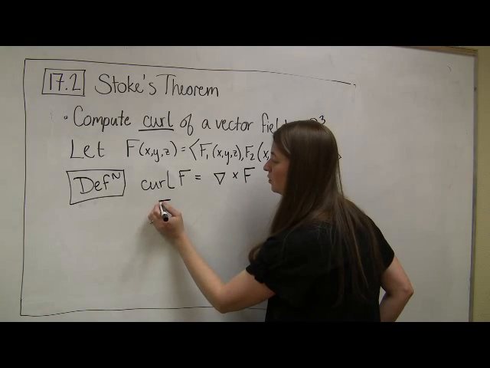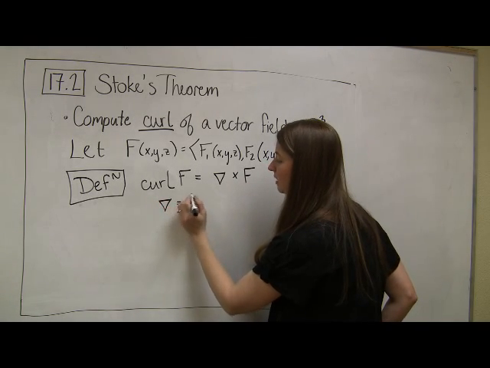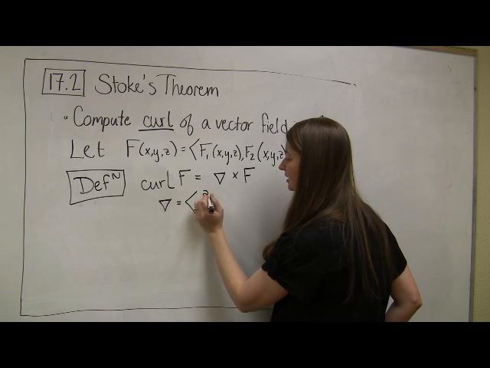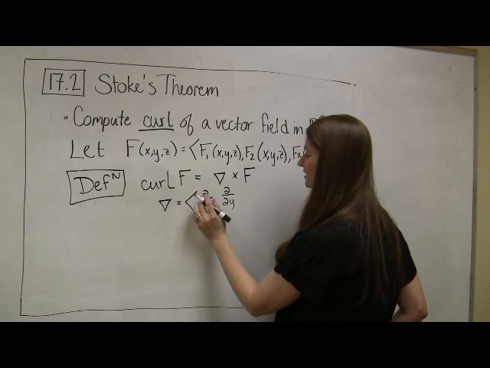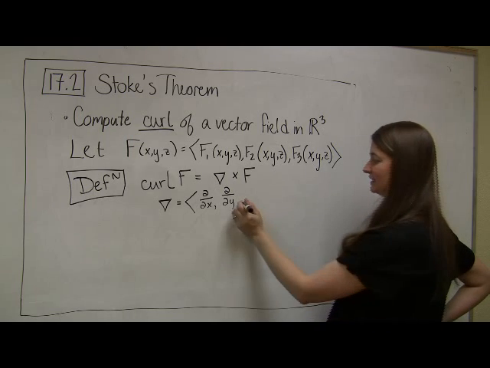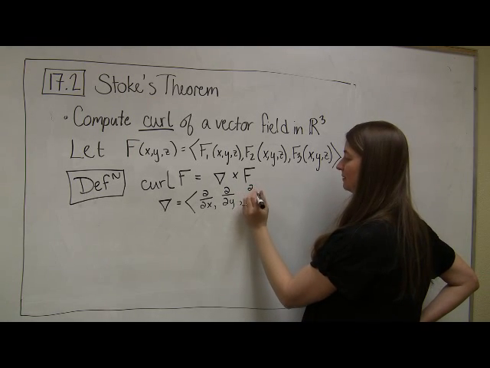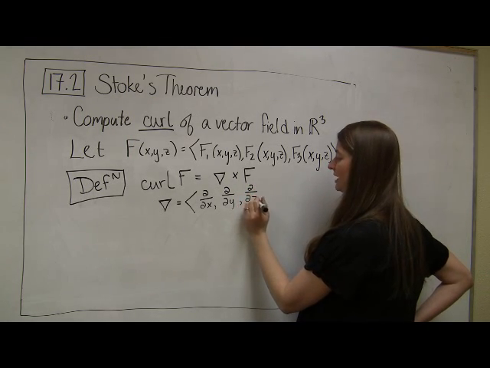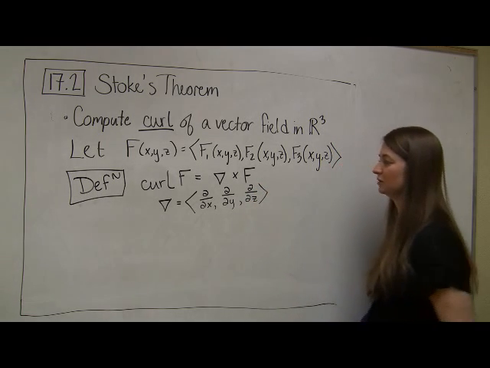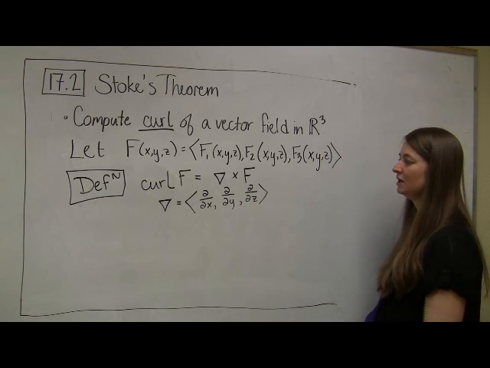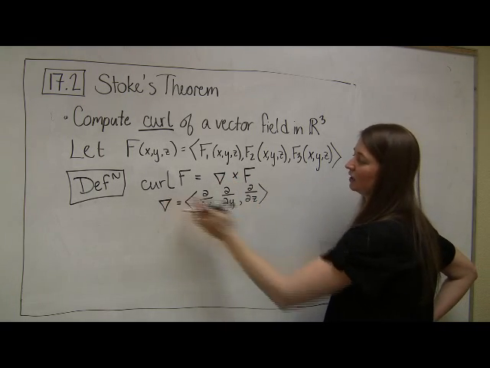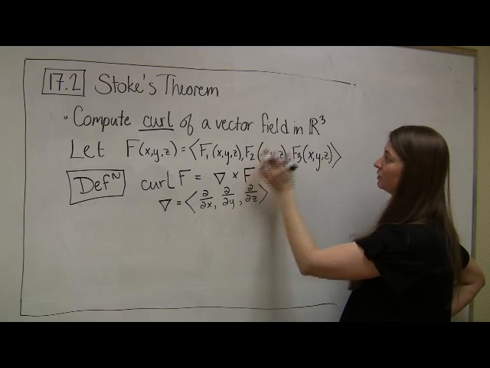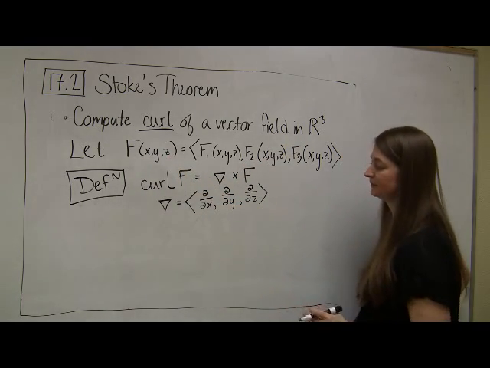So let me explain a little bit more about what I mean by this. Here, we're thinking of our gradient operator as a vector given by partial derivatives. The first component is my partial derivative with respect to x. My second component is my partial derivative with respect to y. And the third component is the partial derivative with respect to z.